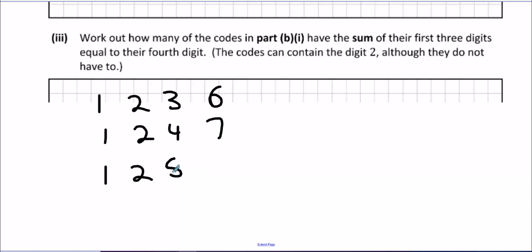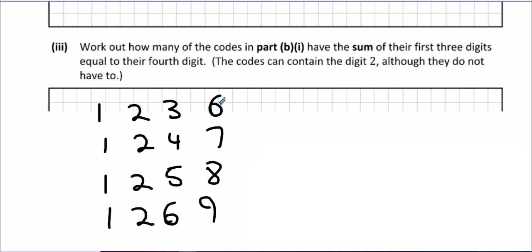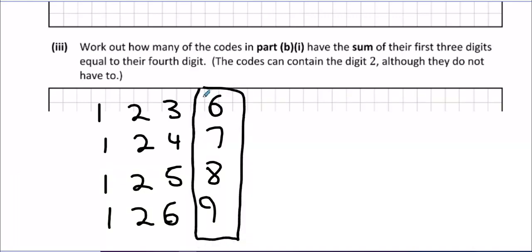1, 2, 4 and that's 7. 1, 2, 5, and that is 8. 1, 2, 6, 9. Let's keep going then. Yeah, that's it. The first three can all be jumbled. Sorry, the 4th digit can't be jumbled around. Would you agree with that? But this one would work the same as 2136. You see what we're saying?